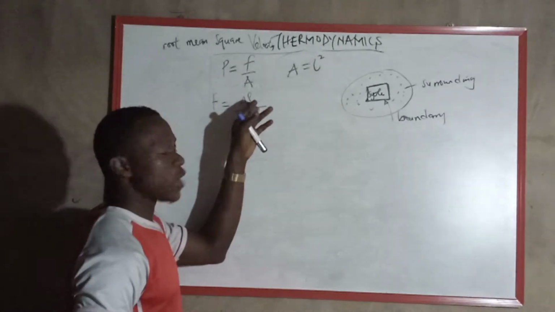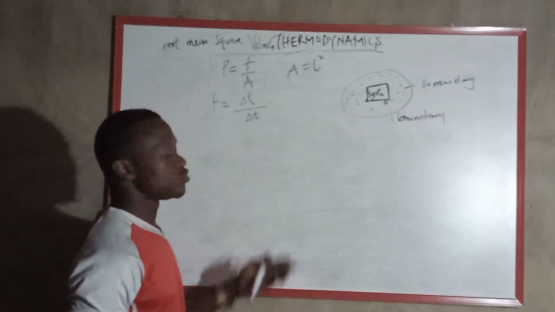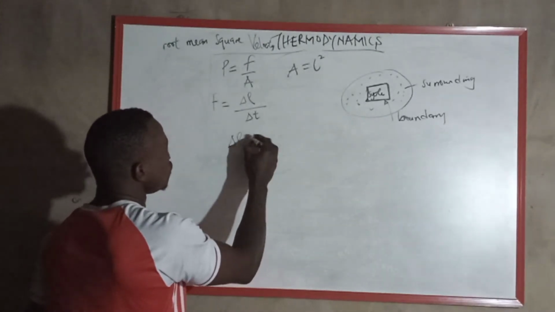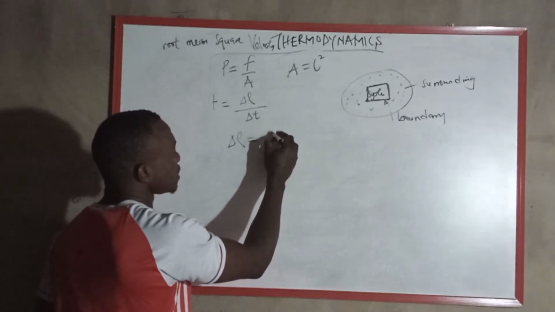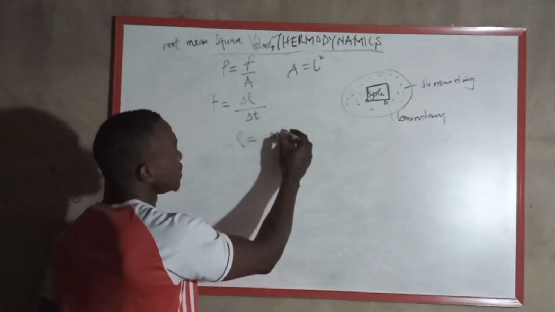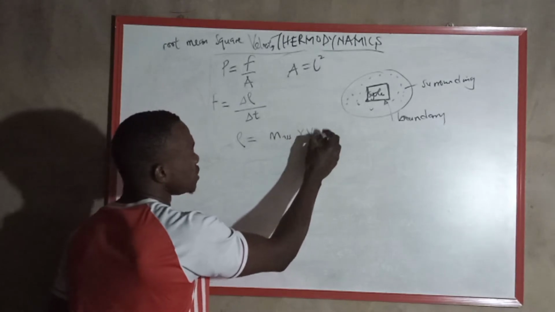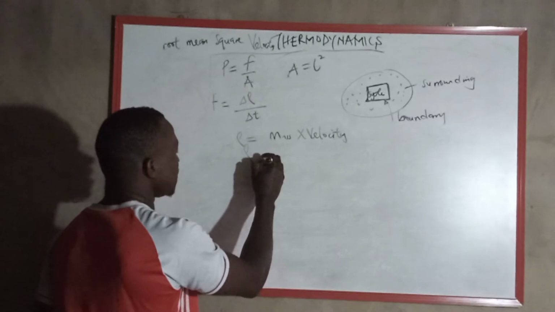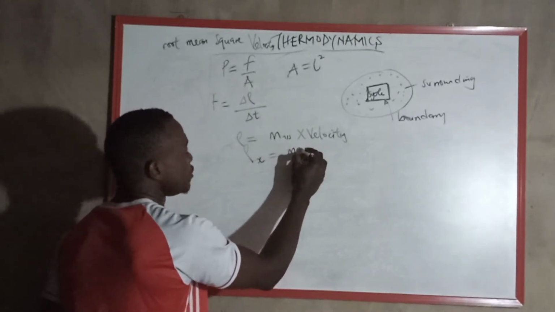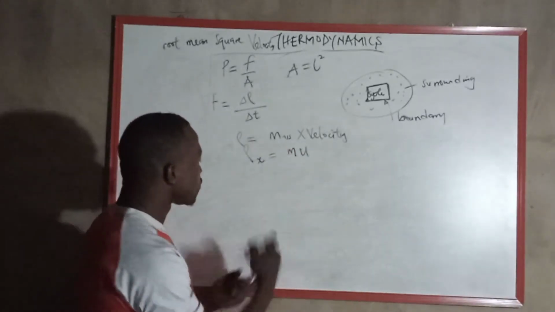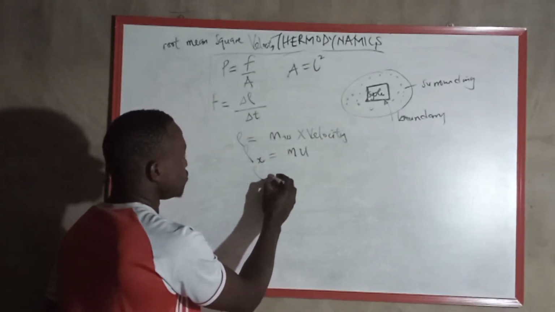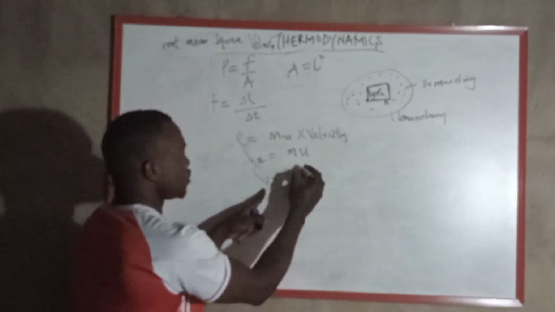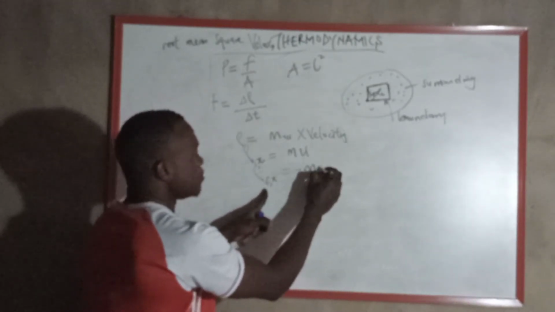So how are we going to get our change in momentum? Change in momentum is the same thing as mass times velocity. So momentum gives us the product of mass times velocity. Now, if the particle moves in one direction, let's say in the x direction, the momentum becomes mu. Now, the particle comes back, that's the final momentum. This is the initial momentum, ix. The final momentum, fx, becomes minus mu.